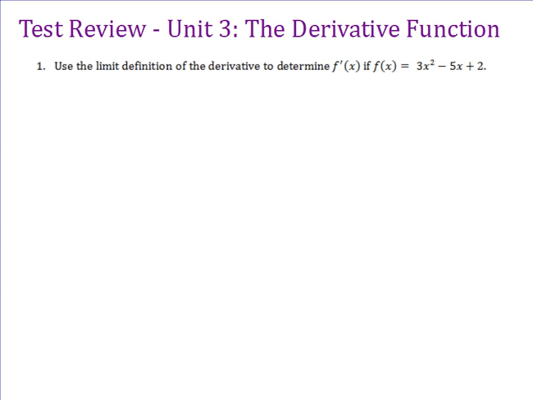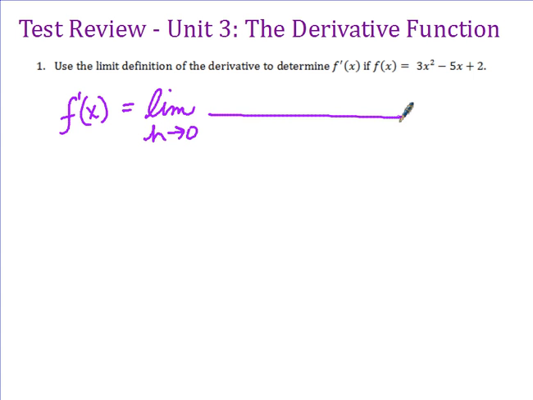Today we're going to be working on our test review for the derivative function. In question number 1, it says to use the limit definition of the derivative to determine f prime of x if f of x is equal to 3x squared minus 5x plus 2. So I'm going to start out by writing our limit definition. F prime of x is equal to the limit as h goes to 0 of f of x plus h minus f of x over h.